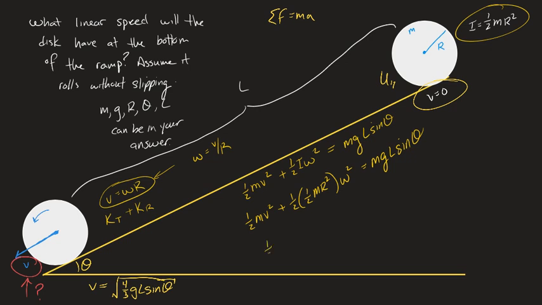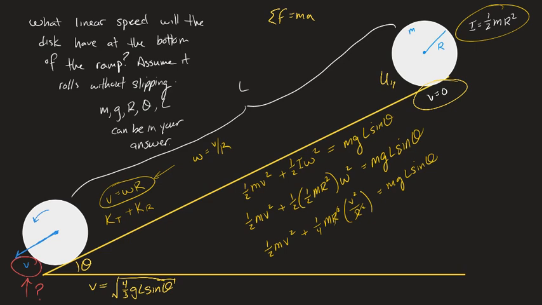And I can have 1/2 mv squared plus 1/4 mr squared times v squared over r squared. That's equal to mgl sine theta. Now, this happens a lot in these kinds of problems. You'll notice the r's cancel out. Look for stuff like that. You're going to see that quite a bit in these kinds of questions.